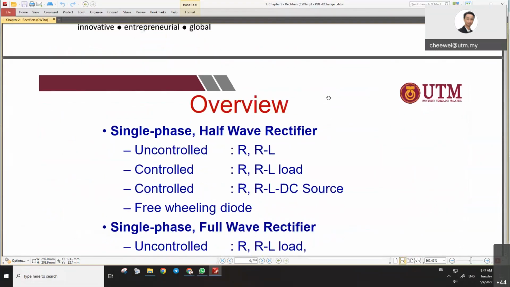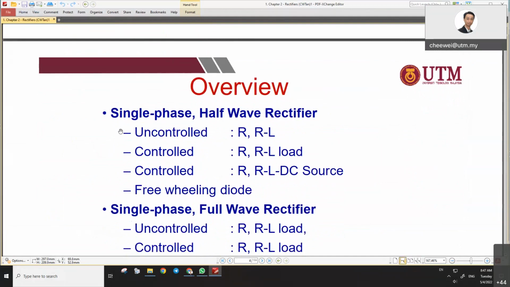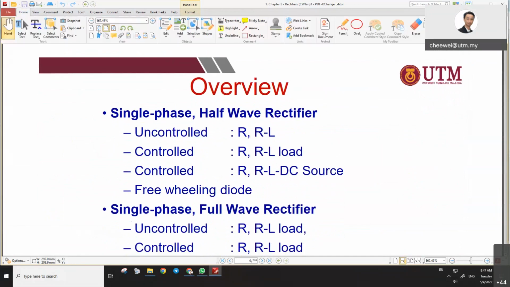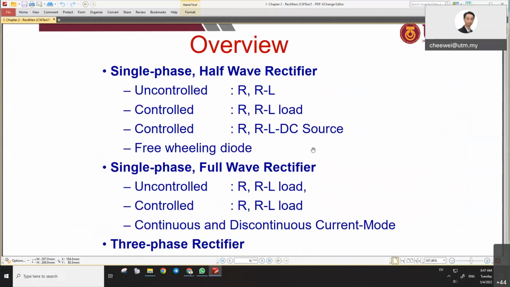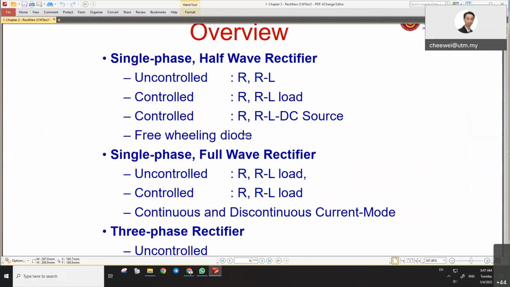So let's have a look at the overview and the introduction. Just now we have gone through here. We have single phase and 3-phase. In single phase, we have 2 types. One is half wave and another one is full wave. How to differentiate between half and full wave?